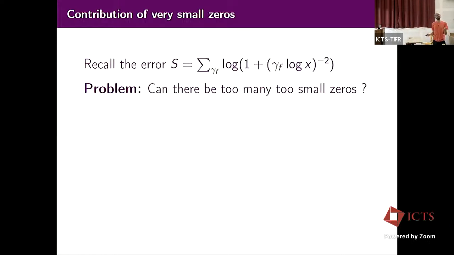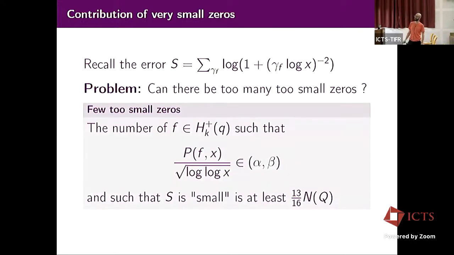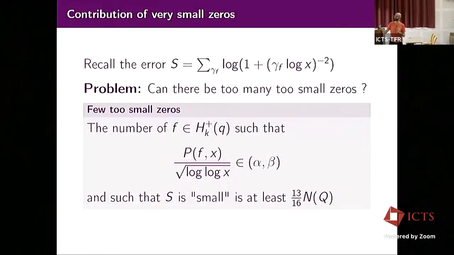So that may happen. We cannot say it doesn't happen, but we may say maybe there are not so many forms, and that's what we will say. So that's the statement we will prove. The number of forms such that, this is the condition in the theorem, such that the L value at 1/2 minus the mean divided by the variance is in alpha beta, so this is not a weird quantity, but such that the error term is indeed an error term, is at least 13 over 16 of the whole family. And that's the 13 over 16 that appears in the theorem. We just throw away the others.